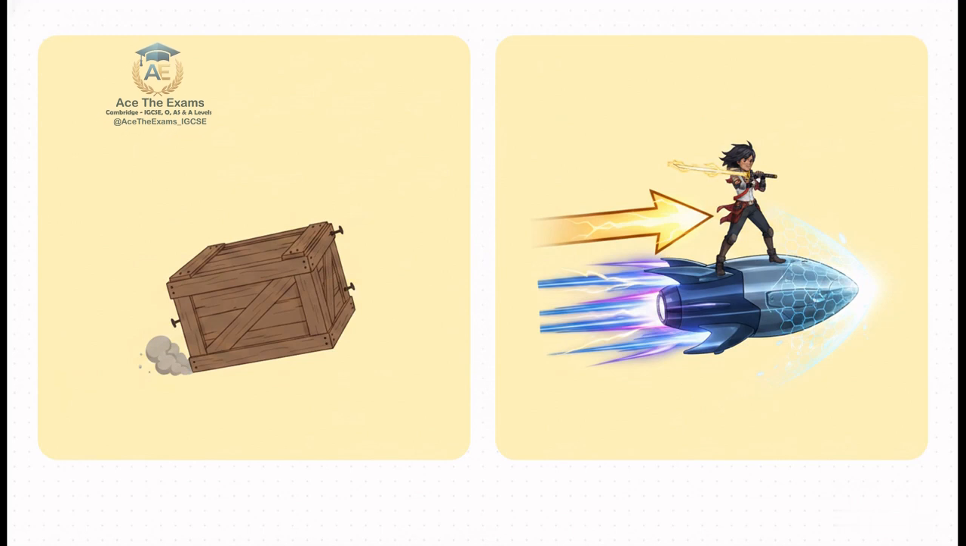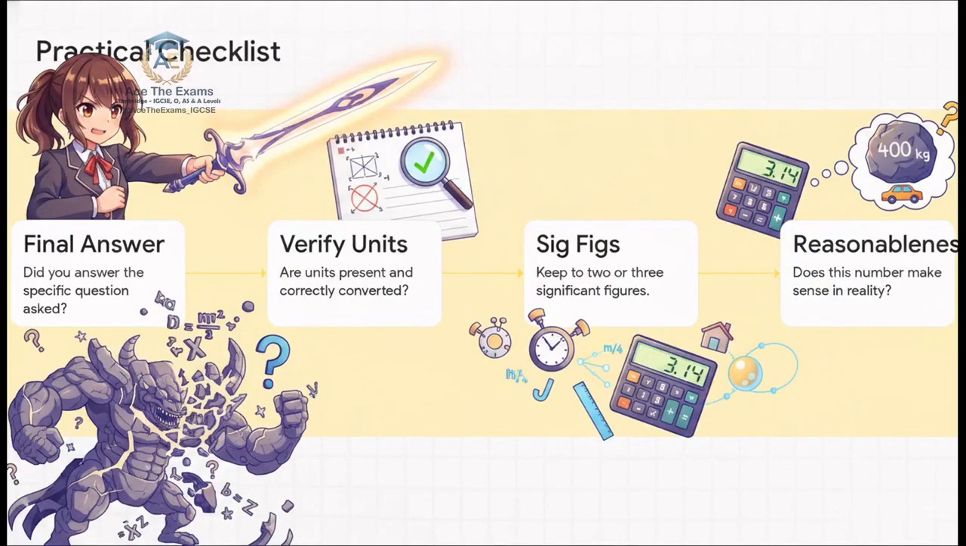It's totally bulletproof. Before this particular boss fight ends, you need to permanently memorize this practical checklist to guarantee you secure every single method mark available. Number 1, do a final answer check to ensure you actually answered the specific question they asked. Number 2, verify your units are present and mathematically converted. Number 3, check your significant figures. Usually you're keeping to 2 or 3 for Cambridge.